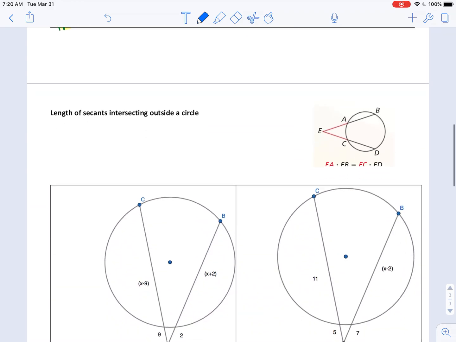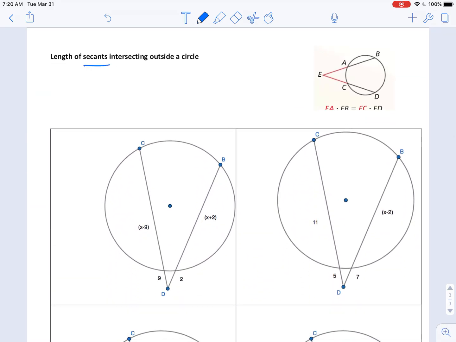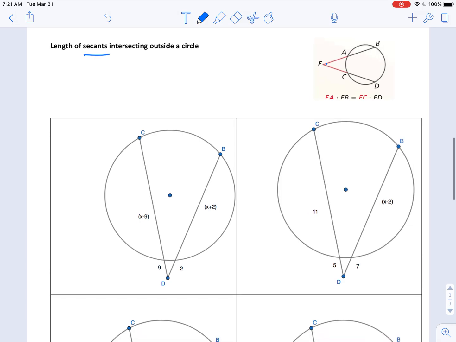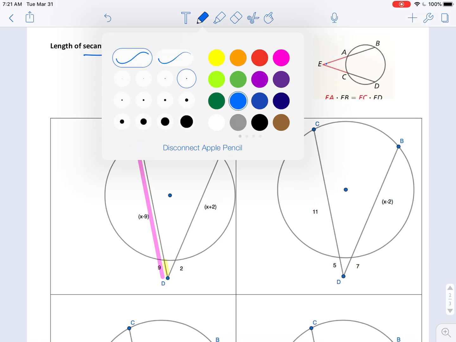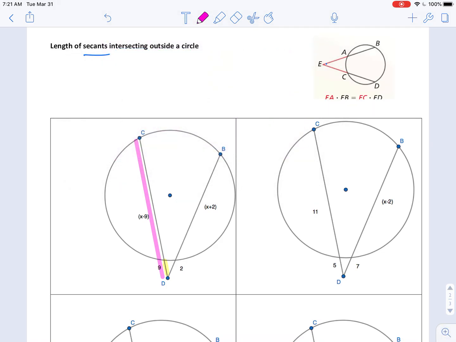So here we did one part of the chord times the other part of the chord. But what do we do if I have secants instead? These segments that are cutting through the circle. Well, this one's a little bit different. This is where we took one part of the secant times the whole secant. And this one can be pretty tricky, I understand. So let's work out a couple of these together.